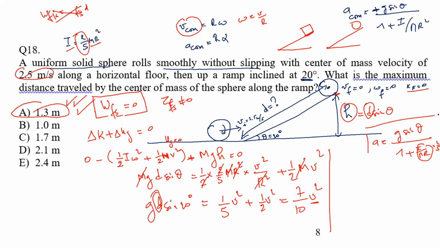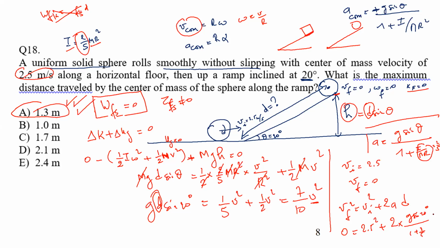So I know the acceleration of the center of mass, so I know the linear acceleration, but also I know the initial velocity. Initial velocity is 2.5 and final linear velocity is 0. So, chapter 2, I will say v final squared is equal to v initial squared plus 2ad. V final is 0, v initial is 2.5. I know a. A is equal to what? g sine 20 divided by 1 plus 2 divided by 5. And here the only unknown is d. You do it, and you will get the same answer, 1.3 meters.